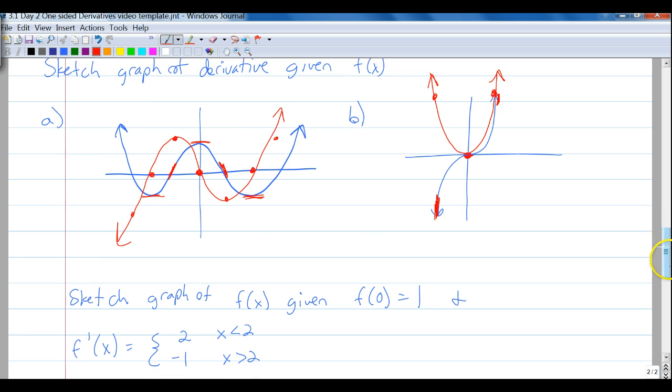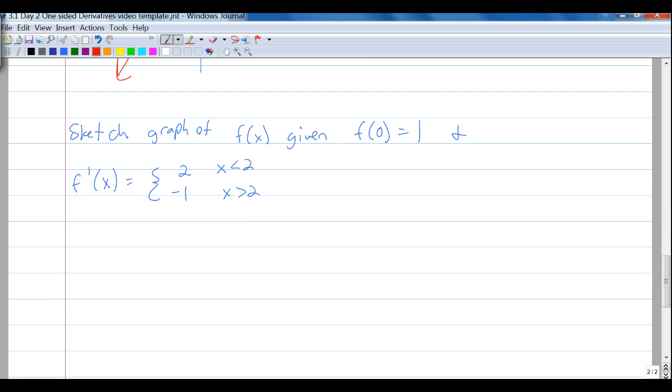All right, last problem. Let's review. It's basically going backwards. I tell you the slopes. I tell you a point. I want you to sketch a graph. So the first thing you do with these problems is sketch the point that's given. So I have a point (0, 1), which is right here.